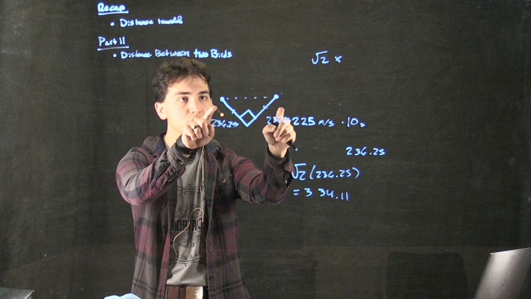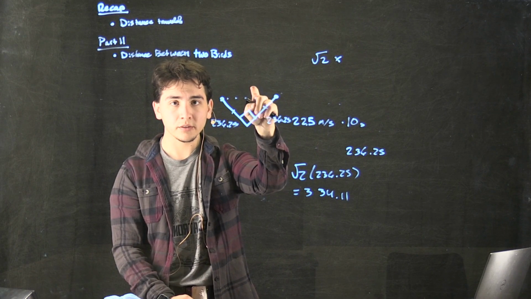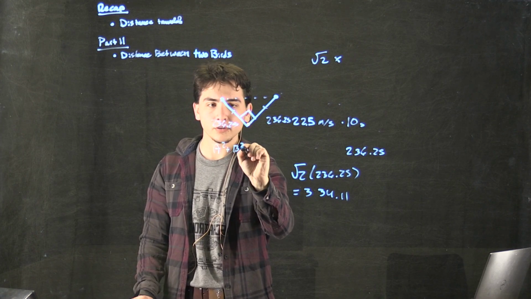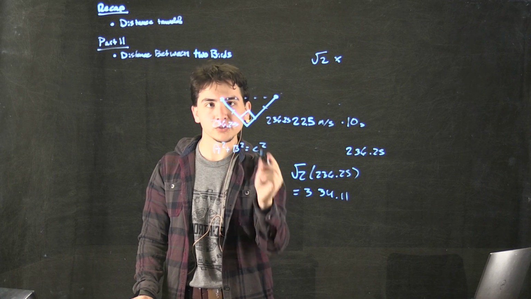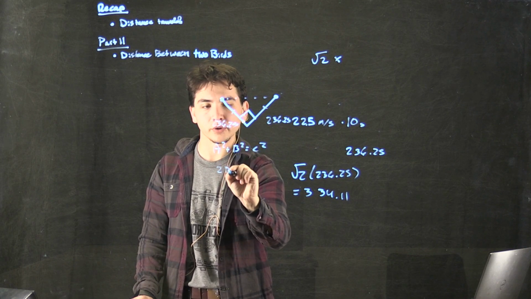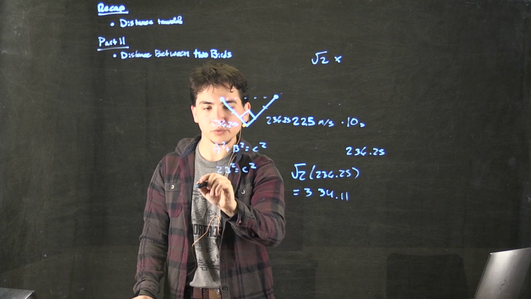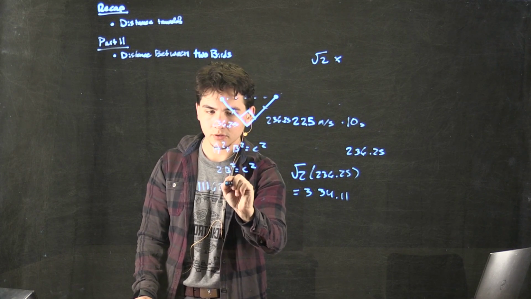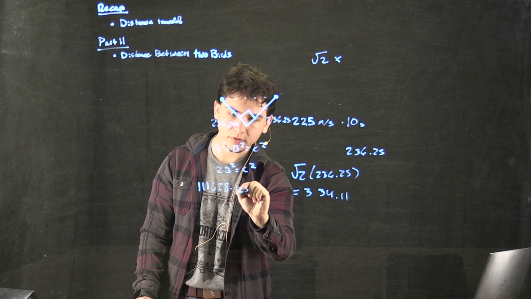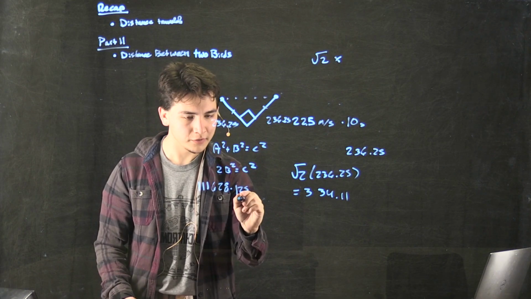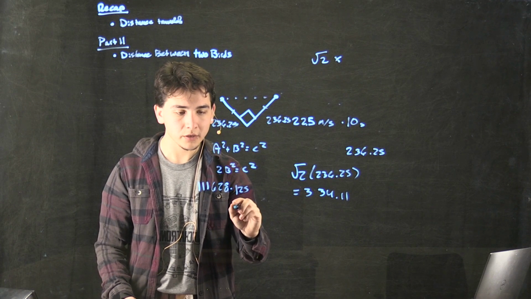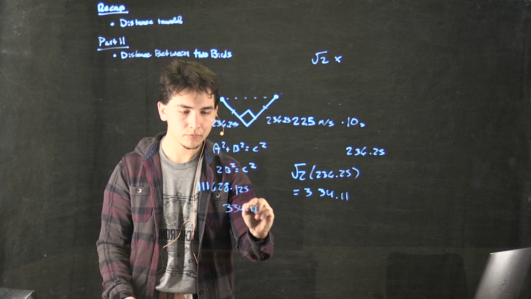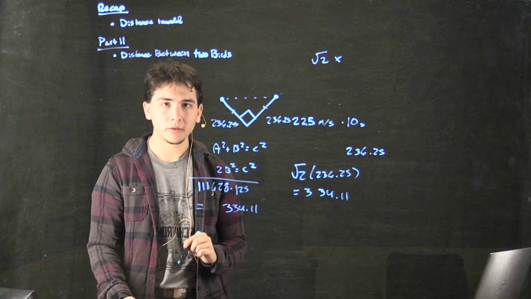Another way to do this exact same problem is to use the Pythagorean theorem. You would take two sides, square them, add them together, and take the square root to get the last side. A squared plus b squared equals c squared. We know that a squared is actually equal to b squared because these two sides are the same, so we end up getting 2b squared equals c squared. 2b squared happens to be equal to 111,628.125 meters squared, as we calculated before this video, and then we take the square root. That ends up giving us the same value, 334.11. And that's the solution.